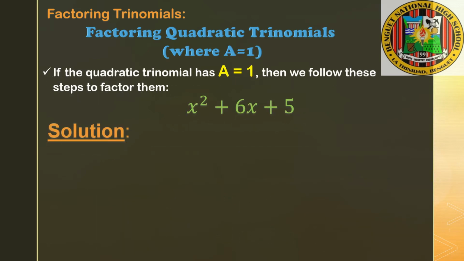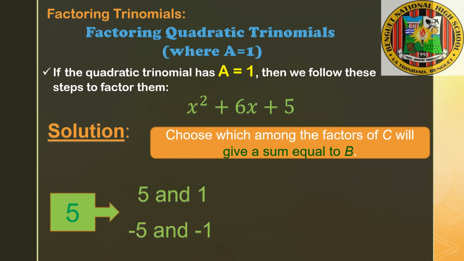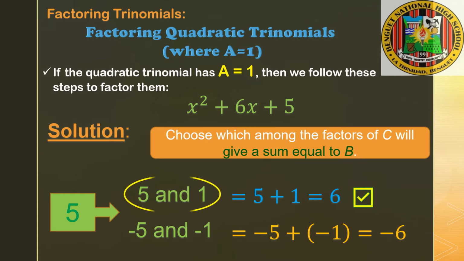Next, we choose which factors of c will give a sum equal to the value of b. In our example, the value of b is 6. So in our list of factors for 5, we will add them up to check which pairs have a sum of 6. After adding, we can see that 5 and 1 give a sum of 6. So these will be the values that we are going to substitute for v and w in the pattern.